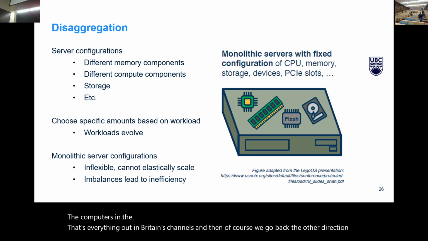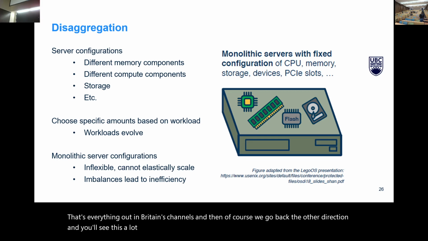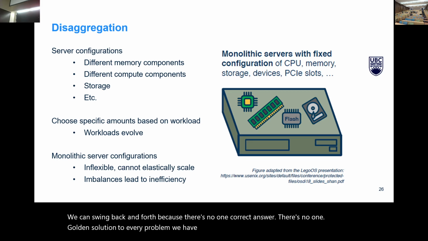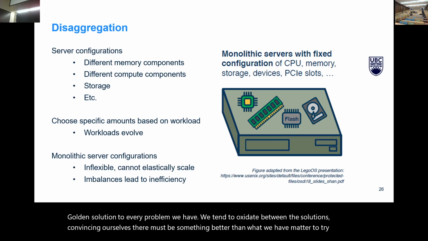And you'll see this a lot in systems. I've seen it a lot. We'll probably see it as well. We kind of swing back and forth, because there's no one correct answer, there's no one golden solution to every problem we have. We tend to oscillate between the solutions, convincing ourselves there must be something better than what we have now, so we'll try something different. Yes?